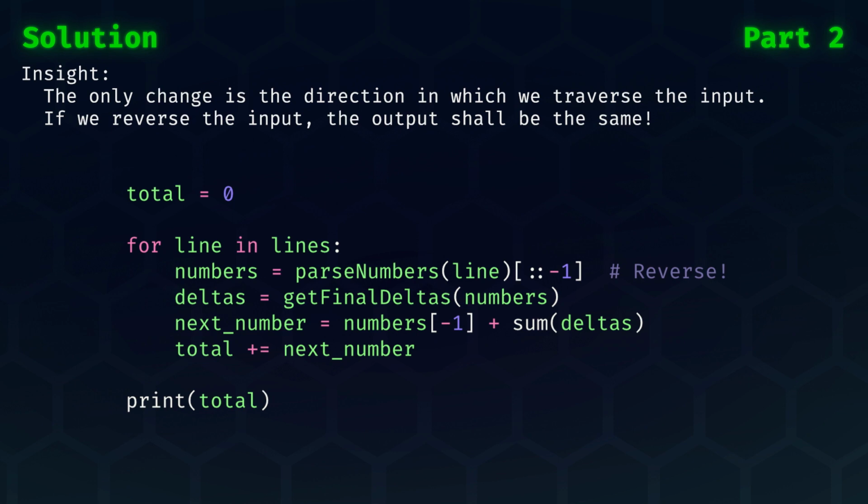The only change that part 2 introduces is the change in direction in which we traverse the input. So the algorithm will have to change if we want to get this change of direction into our code. However, we can also change the direction of the input instead. If we reverse the input, the output shall be the same. So the outline of part 2 is only minimally changed where we reverse the parsed numbers.